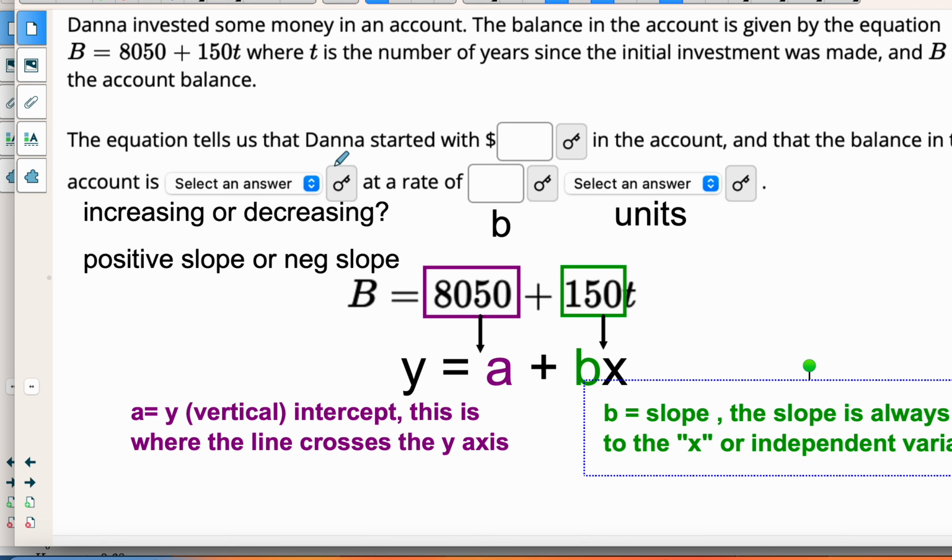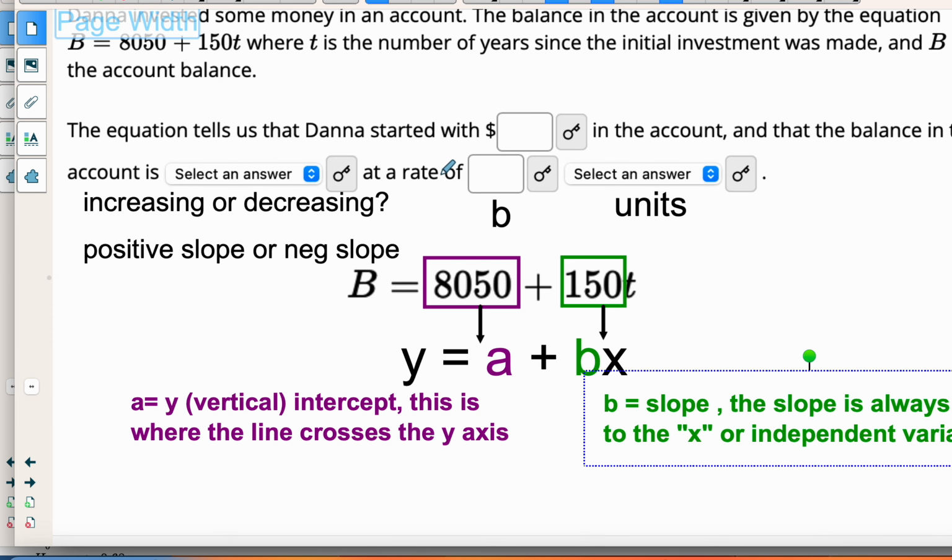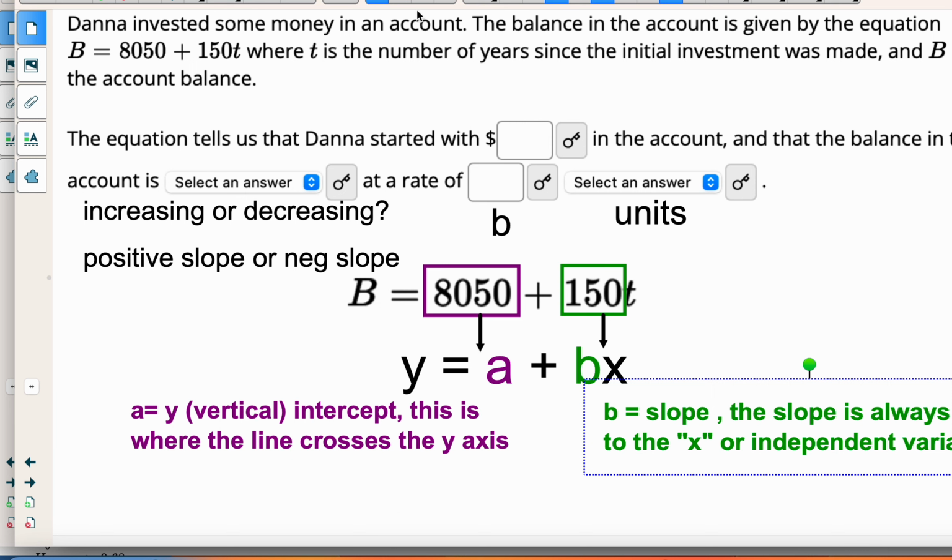All right, let's look at some examples here. These are examples from the homework. Okay, so Dana invested some money in an account. The balance of that account is given by the equation right here. The balance B is equal to 8,050 plus 150 times T.